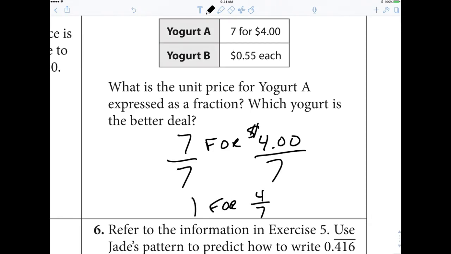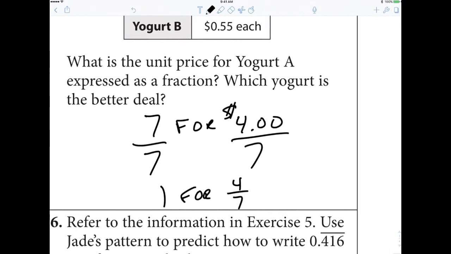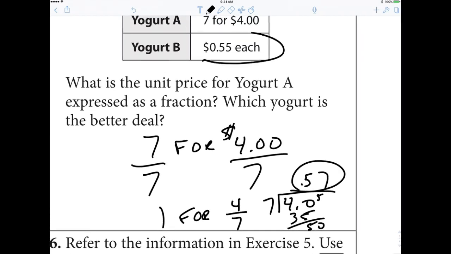So it says, what is the unit price expressed as a fraction? 4/7. Yes, 4/7. Now, should I buy yogurt A or yogurt B? Well, I have to do the decimal, right? So I'm going to do the decimal for 4/7, and this is what I expect you to do. 7 goes into 4.0. How many times does 7 go into 40? 5 times, right? That would be 35 with 5 left over. Now 7 goes into 50 7 times, so this would be about 57 cents.